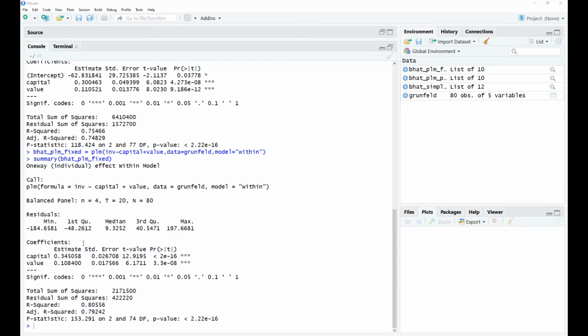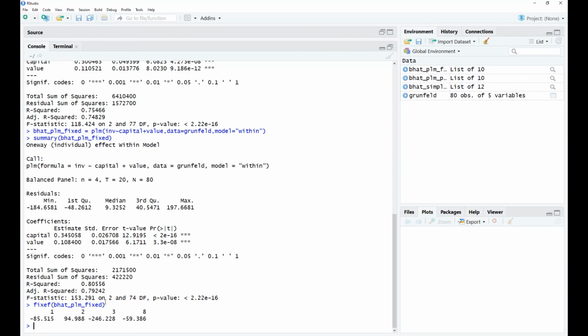Also note that the R squared, or the adjusted R squared, has increased compared to the regular OLS model. If you want to know what the intercepts look like, what you can write is fixef, and you enter the model. In this case, we had b hat, PLM fixed, and now you have the 4 intercepts associated with the 4 firms, with firm 1, 2, 3, and 8.